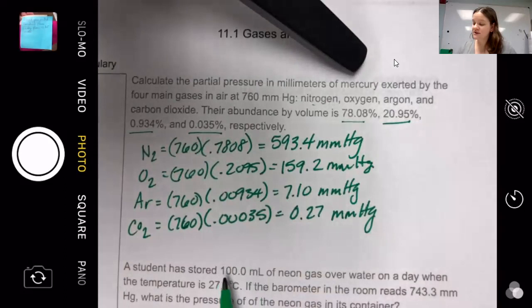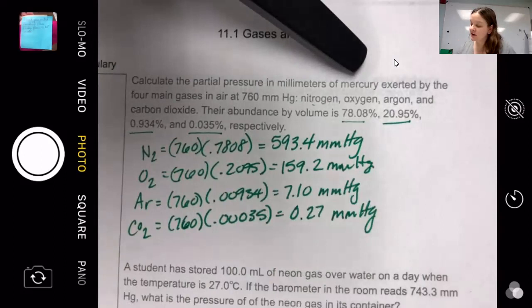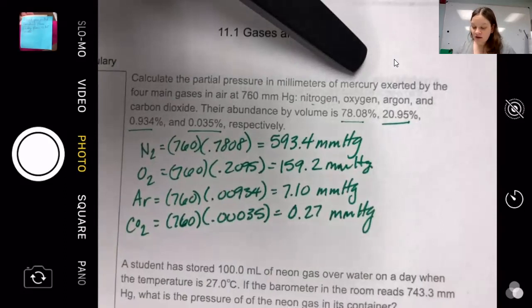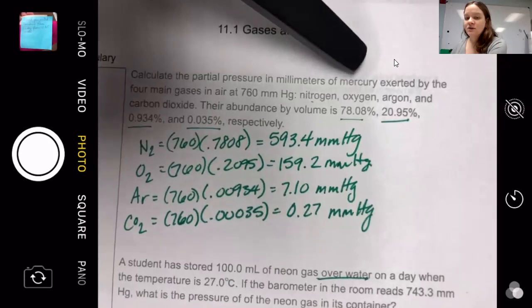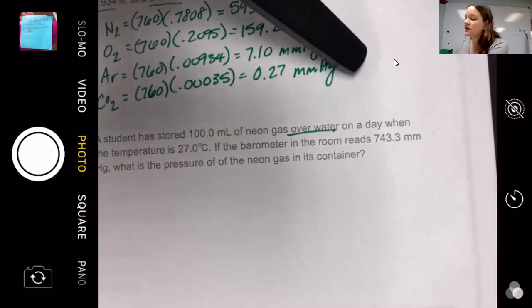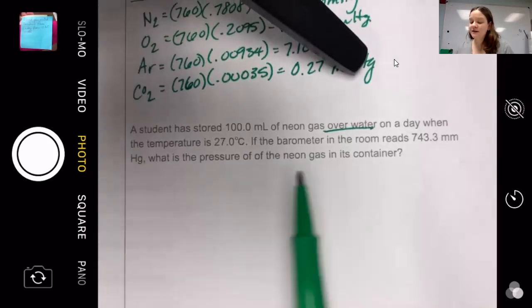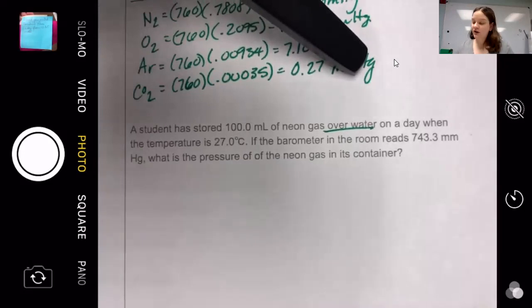So you should go ahead and pause the video again if you've checked your answers here, and try this one. This one is collecting, it says it's collecting over water, so that's water displacement. So you're going to need that table in the back of your book or the picture that you took of it if you were smart. So pause the video, try to calculate this one, and come back and check your answer.